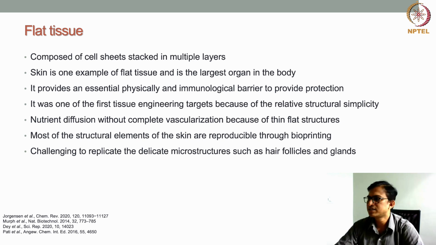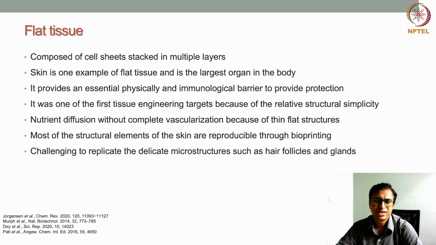A number of researchers have been working on developing hair follicles present on the skin, and also the different glands, sebaceous glands and sweat glands, present in the skin. These specialized structures are very important for the function of the skin. But if there are no hair follicles or glands present in your bioprinted skin, that skin cannot perform its functions, right? So those are the challenging things, and various researchers have been working on this to address these issues.